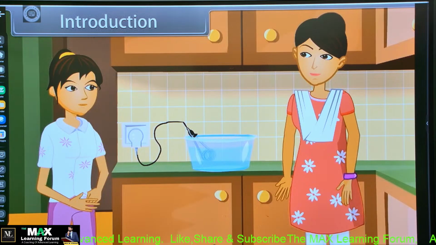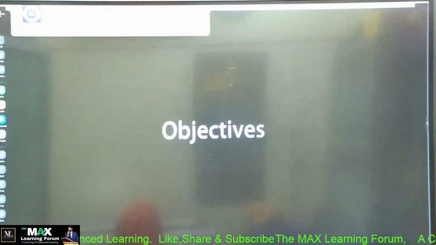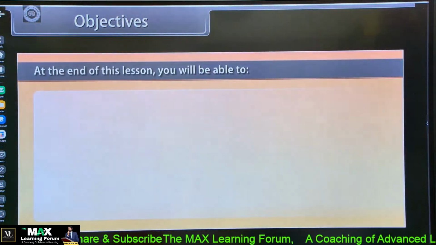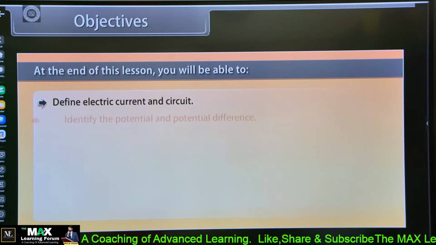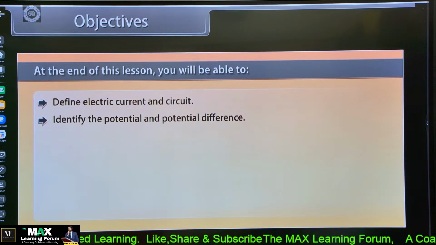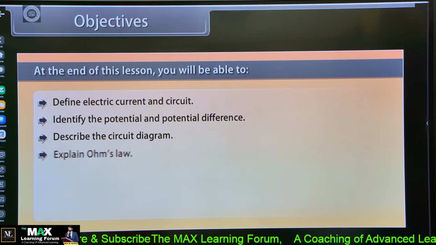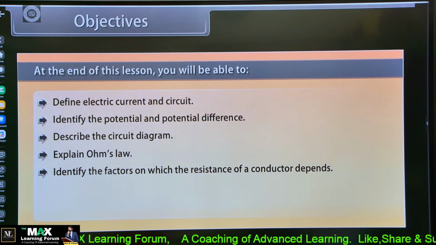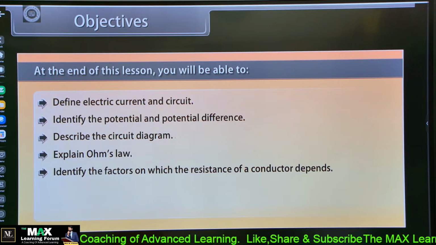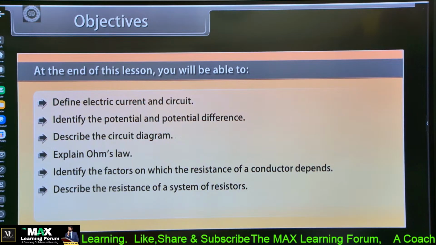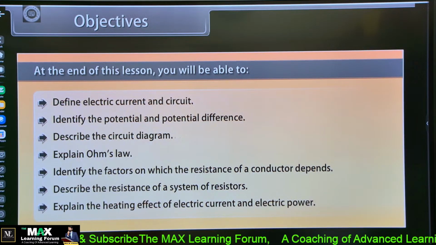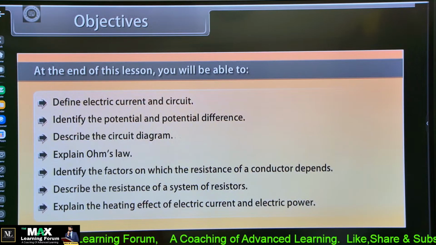Children, in this lesson, you will learn about electric current, electric circuits, and effects of electric current. Objectives. At the end of this lesson, you will be able to define electric current and circuit, identify the potential and potential difference, describe the circuit diagram, explain Ohm's law, identify the factors on which the resistance of a conductor depends, describe the resistance of a system of resistors, and explain the heating effect of electric current and electric power.